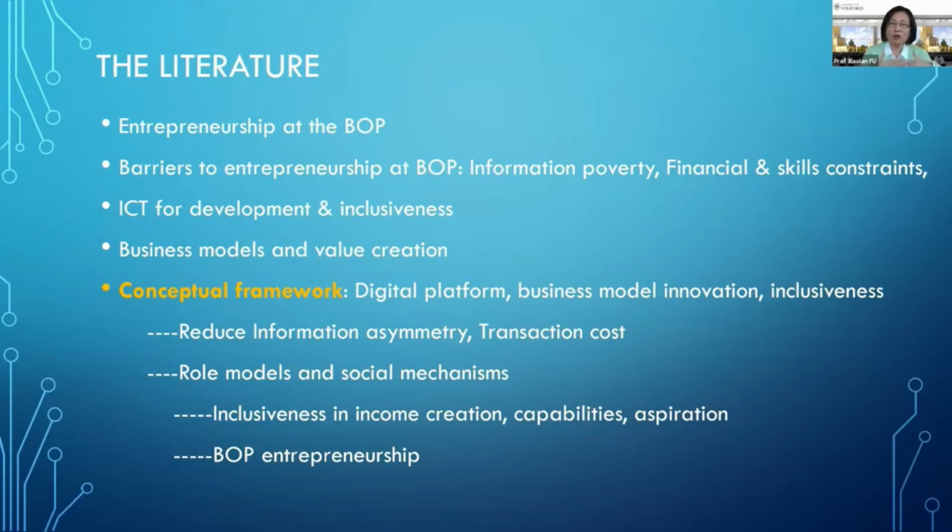As I mentioned earlier, there is a wealth of literature on entrepreneurship at the base of the pyramid. And the literature identified the barriers for entrepreneurship activities at the base of the pyramid. The grassroots population faces significant barriers to enter the economic activities, including the financial constraints, the skills constraints, and in addition to this, also the information poverty. They are constrained in the access to information, market information, technology information, knowledge information, and various other information. So this information poverty also is one of the major barriers to economic activities at the base of the pyramid.